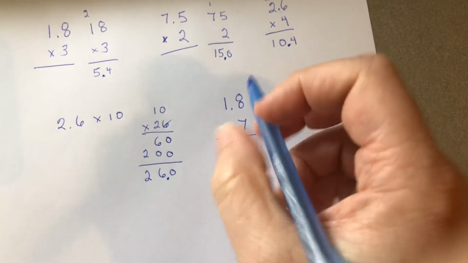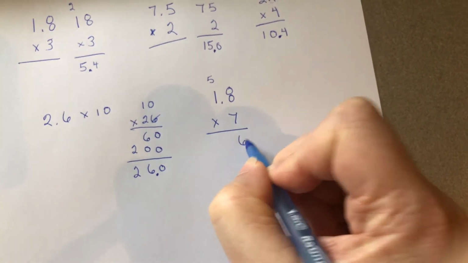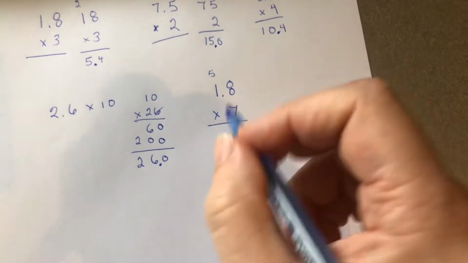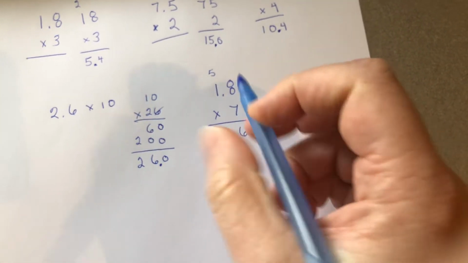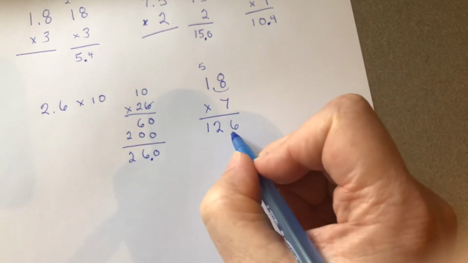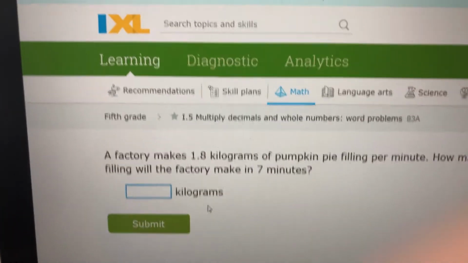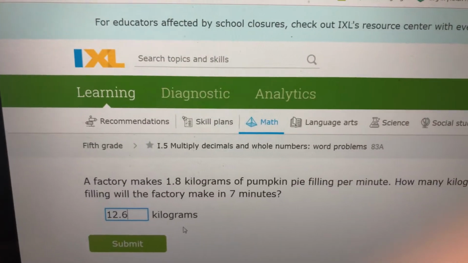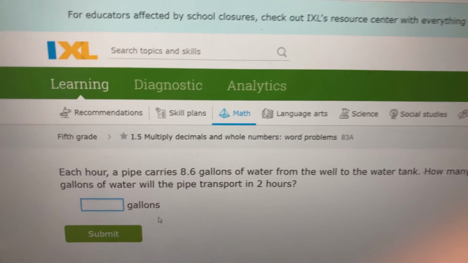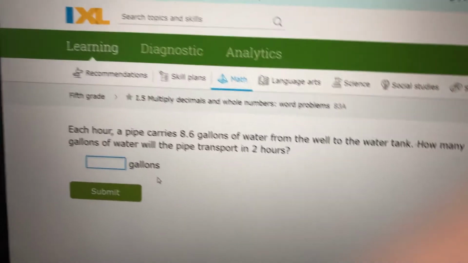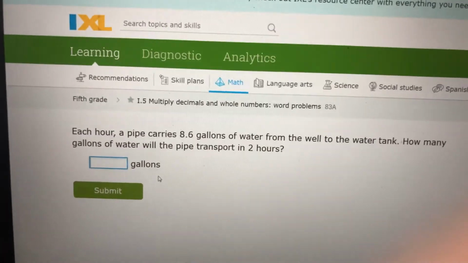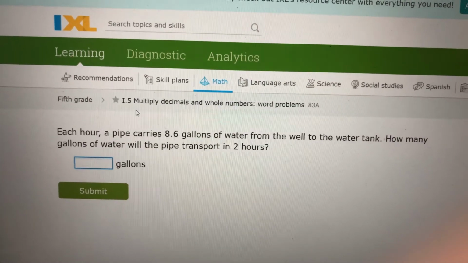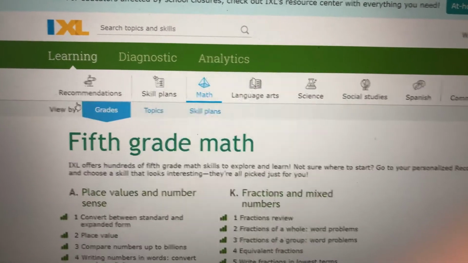8 times 7, 56. 7 and 1 is 7, plus 5 is 12. How many numbers to the right of the decimal? 1. So 1 number to the right of the decimal. So we should get 12.6 here. All right. These are pretty straightforward. Mostly just one-step problems, so I'm going to leave you to practicing that. Let's move on to I.6 here. So we're going to go to I.6.